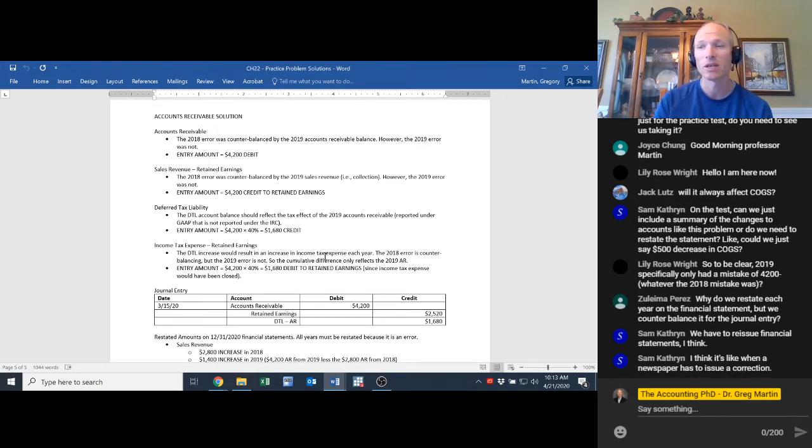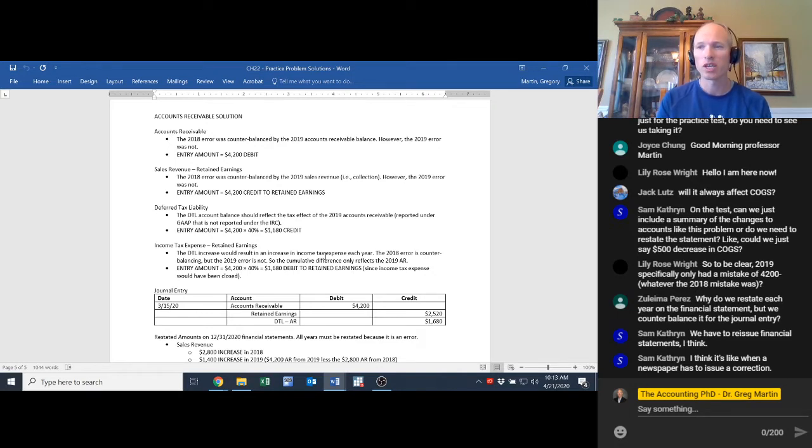Because whenever there's an error, you have to restate. So we know that revenue was wrong in 2018. So we still have to go back and restate it, even though the cumulative effect has been taken care of. And so that's the difference. There's the journal entry piece, and then there's the actual question of what do I need to do with my financial statements? And those are two different things.